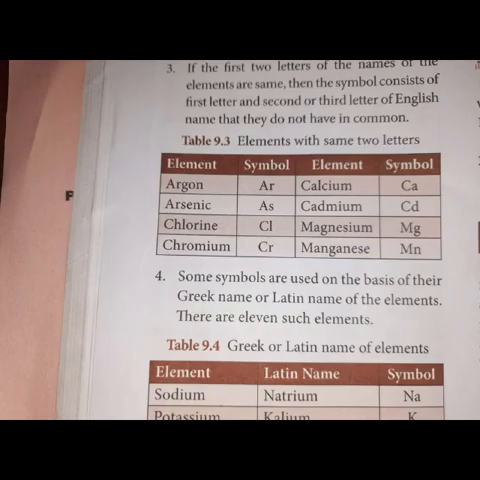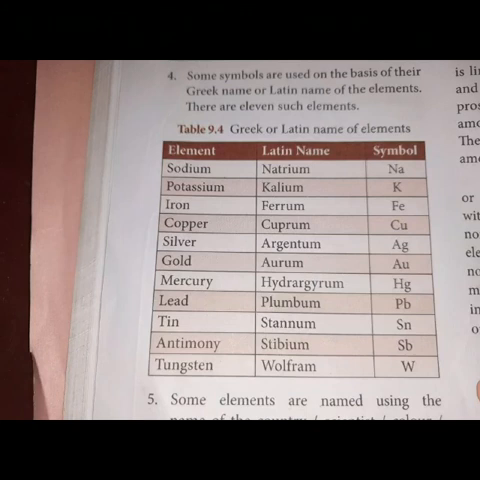If the first two letters of the names of the elements are the same, then the symbol consists of the first letter and the second or third letter of the English name that they do not have in common. For example, chlorine and chromium have the same first two letters, CH. So for chlorine, we use the first and third letters, and chromium also uses the first and third letters. Some symbols are used on the basis of the Greek or Latin name of the elements. There are 11 such elements. For example, the Latin name of sodium is natrium, so the symbol is Na.